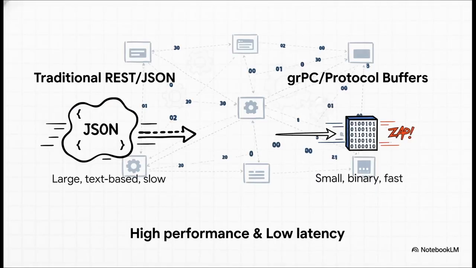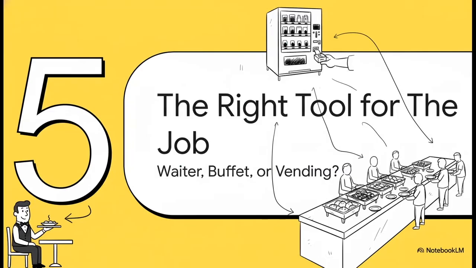And its superpowers are perfect for this job. We're talking incredibly high performance and super low latency. Instead of bulky text, it uses something called protocol buffers, which you can just think of as a really compressed, efficient way to package up data. This makes gRPC the absolute best choice when you have tons of tiny messages flying back and forth between all your internal microservices. So there you have it.